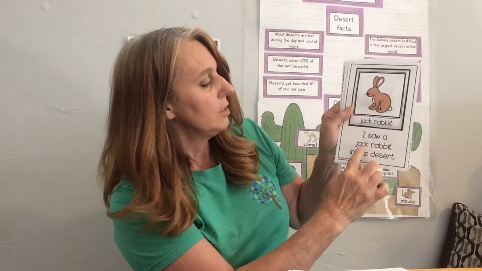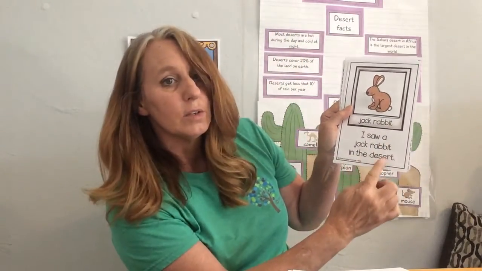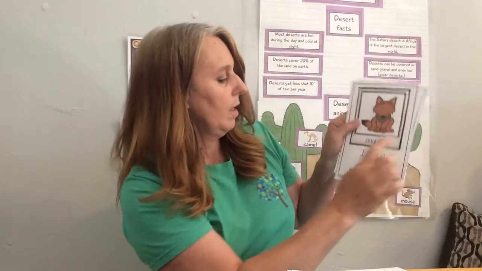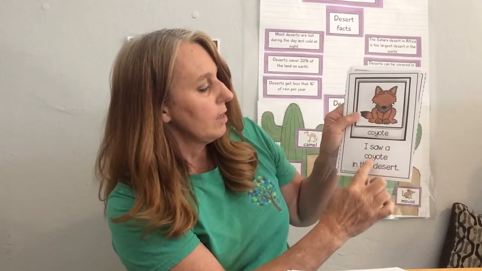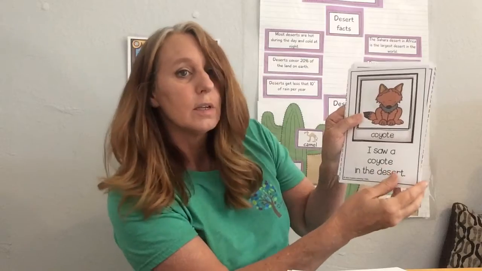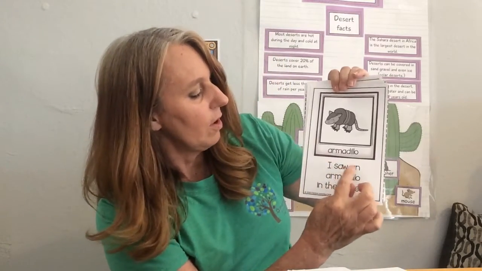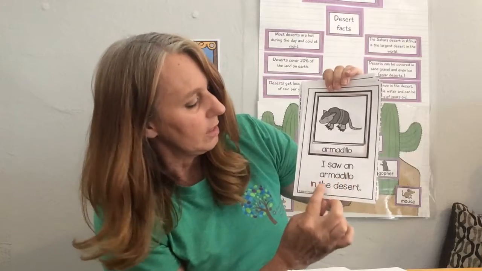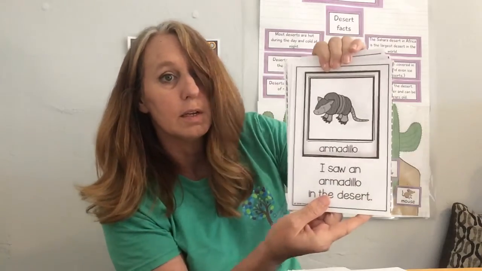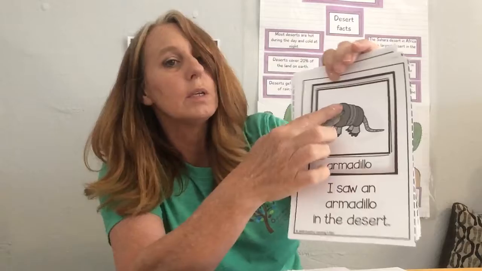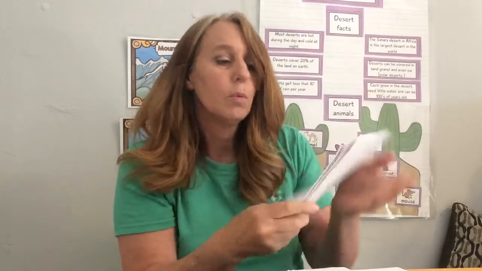I saw a jackrabbit in the desert. I saw a coyote in the desert. See? Lots of different animals you see in the desert. Oh, what's this one? I saw an armadillo in the desert. Look at him. Armadillo, it looks like he's wearing a metal wrap around him.